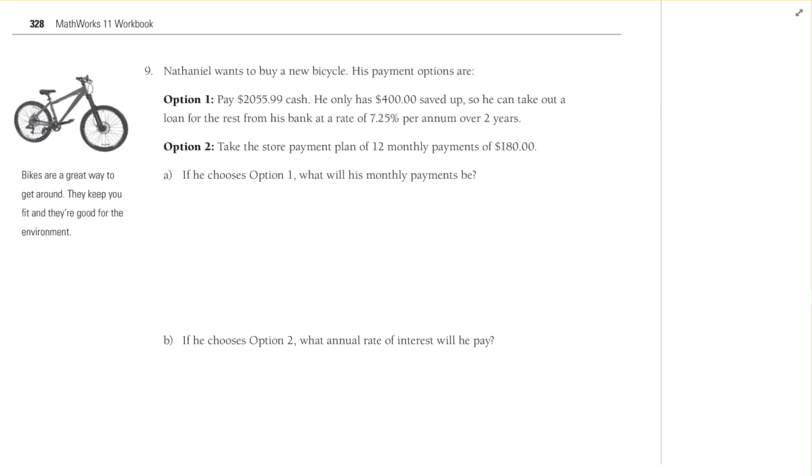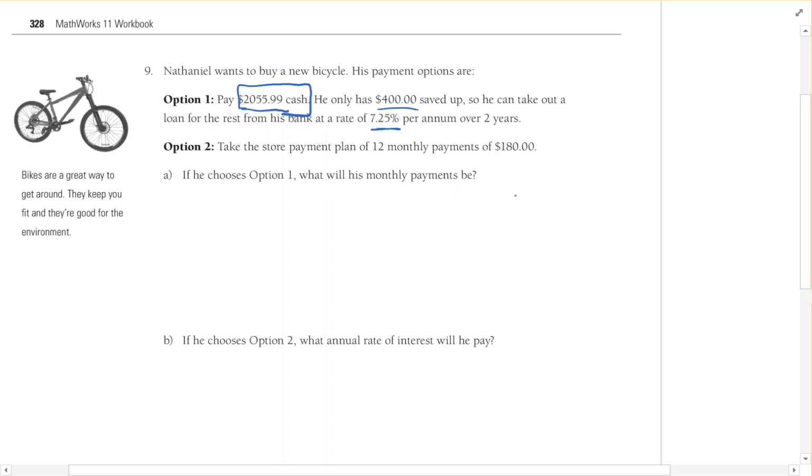Okay, now number 9. Nathaniel wants to buy a new bicycle. His payment options are option 1, pay $2,055.99 cash. So that's how much the bike is worth, right? We're going to need that. He only has $400 saved up, so he can take out a loan for the rest from his bank at a rate of 7.25% per annum over 2 years. That sounds like one of those things we got to look at that table from before. Okay, so if he chooses option 1, what will his monthly payments be?